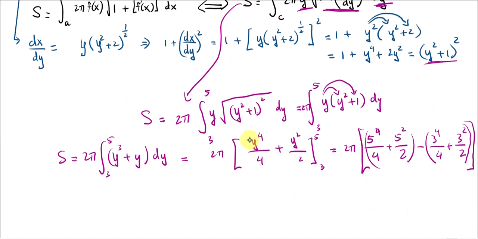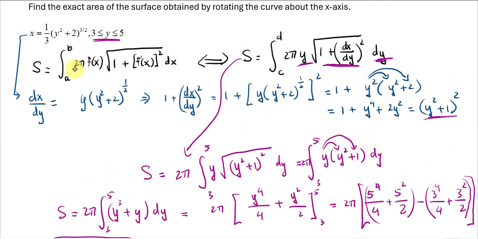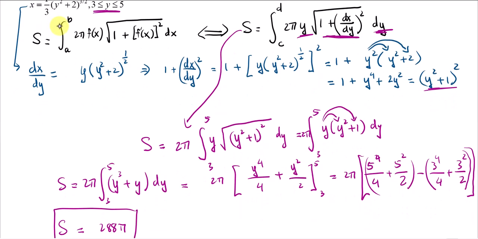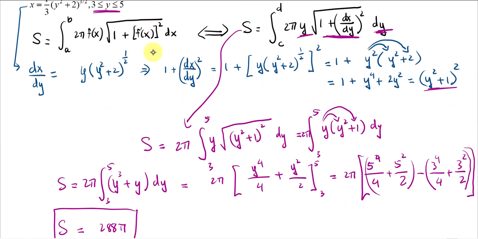Okay. And yes, at this step, you should be able to use any calculator to get the final answer. And if you do it correctly, you should get 288 pi. So this is the surface area for this curve that is rotated about the x-axis. And this curve is described by this function in terms of y from 3 to 5.